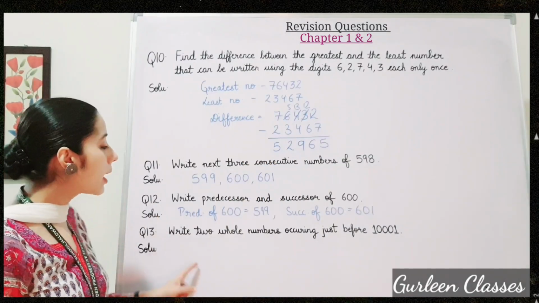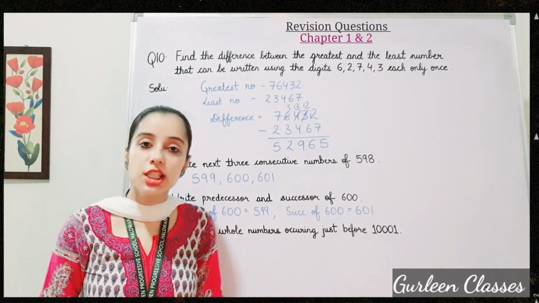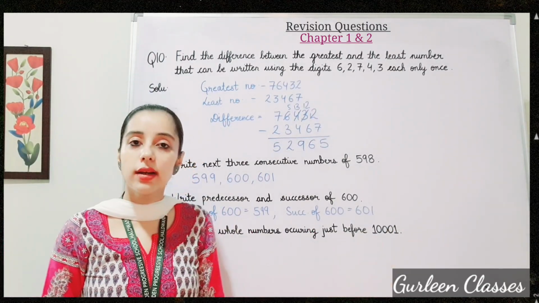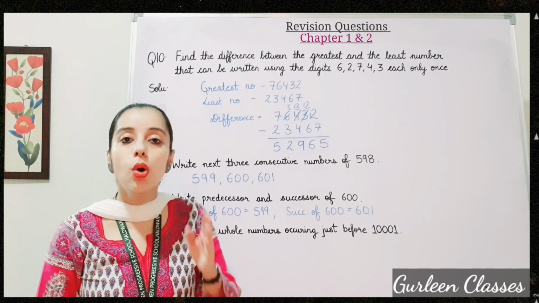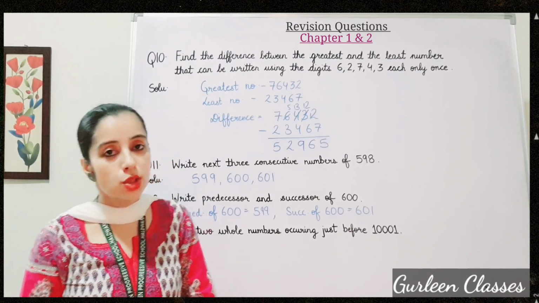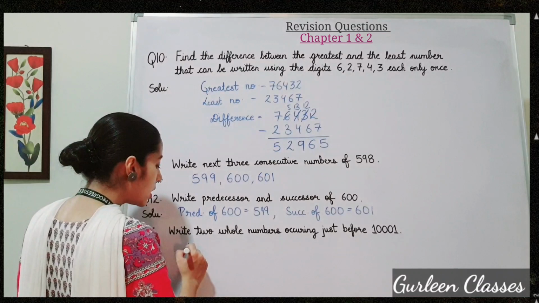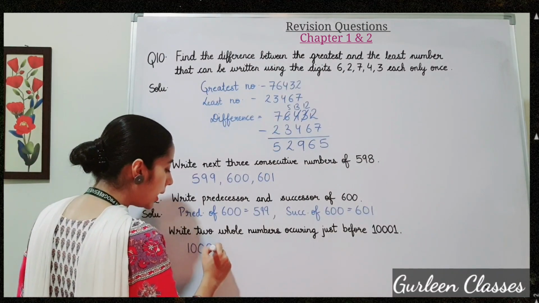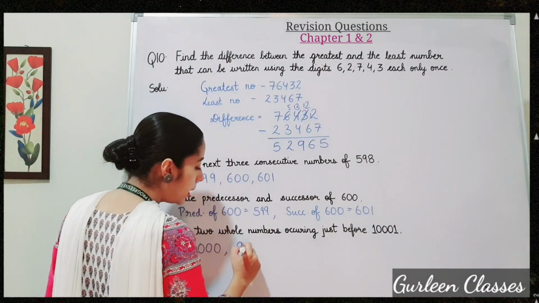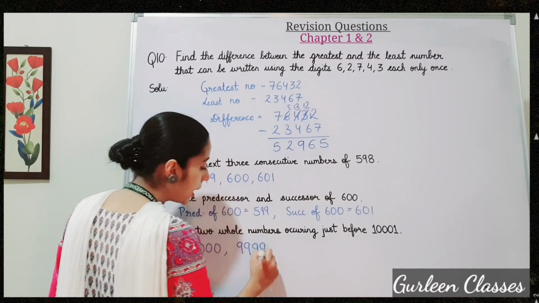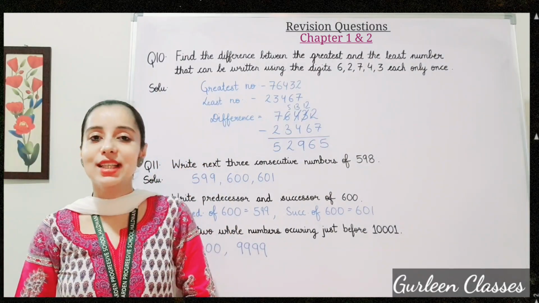Next question. Write 2 whole numbers occurring just before 10,001. We subtract 1 from 10,001, that will be 10,000, and the next number will be 9999.